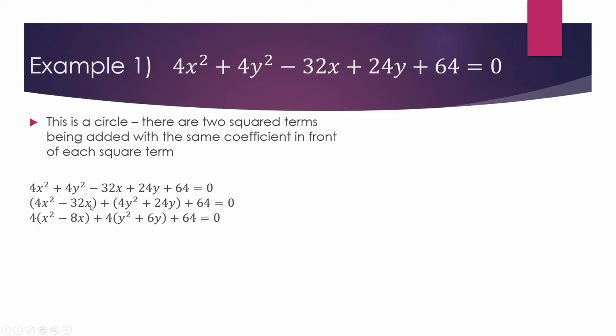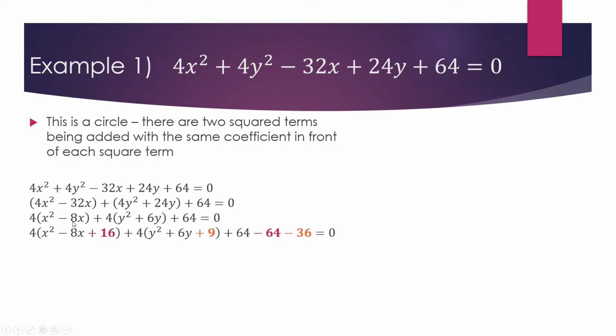So factoring out a 4 from each of the x terms, factor out the 4 from each of the y terms. So we get 4 times the quantity x squared minus 8x plus 4 times the quantity y squared plus 6y plus 64 is equal to 0. Now we're going to complete the square.